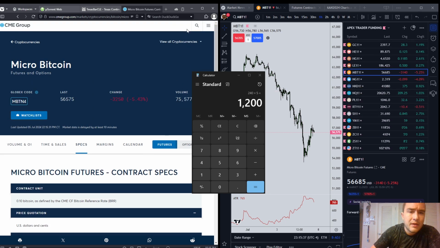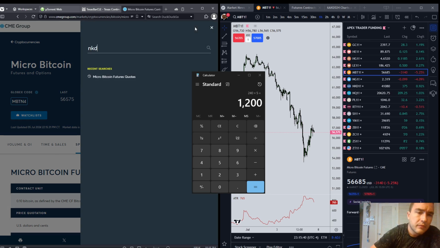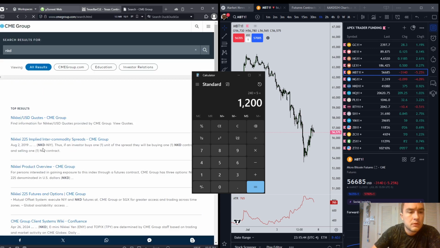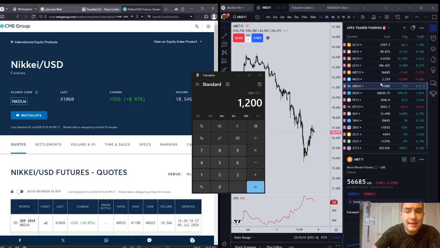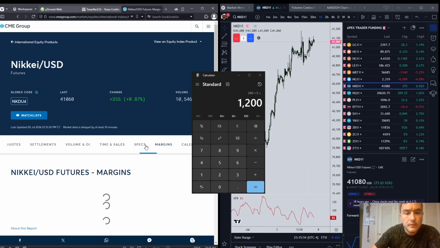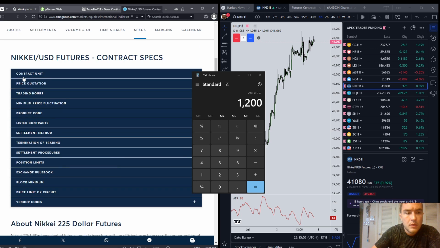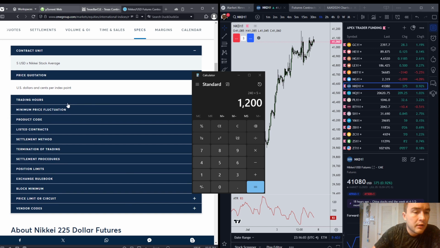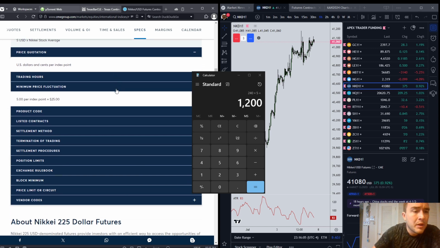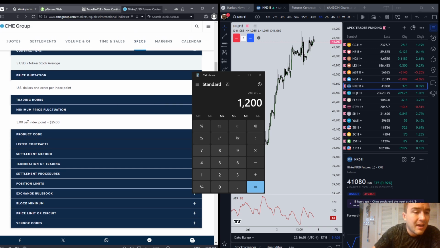Okay, guys. The last thing I want to talk about, I want to talk about the Nikkei. Symbol NKD. $5 USD times Nikkei stock average, that is the contract unit. Price quotation is US dollars and cents per index point. Minimum price fluctuation is 5 per index point equals $25.